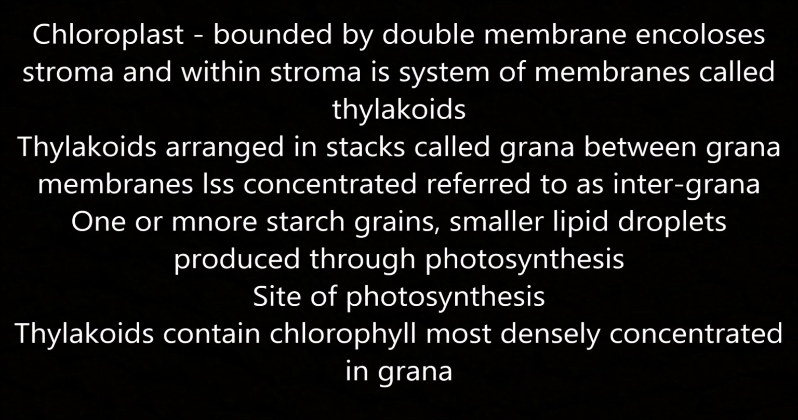The chloroplast is bounded by a double membrane and encloses the stroma, and within the stroma is a system of membranes called thylakoids. Thylakoids are arranged in stacks called grana, and between grana the membrane is less concentrated, referred to as intergrana. There are one or more starch grains and smaller lipid droplets, produced through photosynthesis. The chloroplast is the site of photosynthesis, and the thylakoids contain chlorophyll, most densely concentrated in the grana.